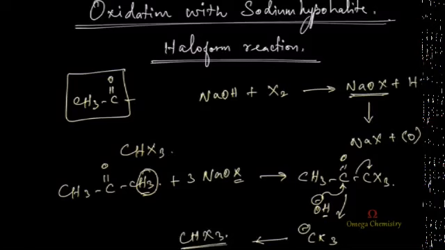And if we take chlorine, then we will get chloroform. If we take bromine, we will get bromoform. Chloroform and bromoform both are colorless liquids.